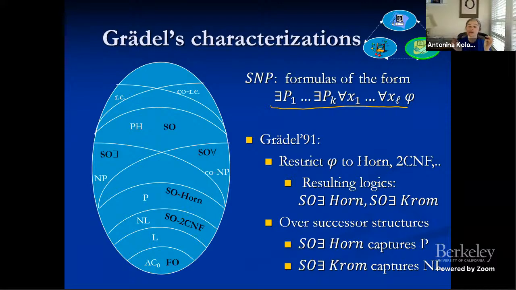So in particular, if you take an existential second order formula of this form and you restrict the formula to be a Horn formula, where I guess the Horn is with respect to those P1 to PK predicates, then on successor structures, this logic captures exactly polynomial time. And when you restrict the formula to be 2CNF, you can capture non-deterministic log space. And actually, he had a characterization for symmetric log space, for log space. It's a really beautiful piece of work.